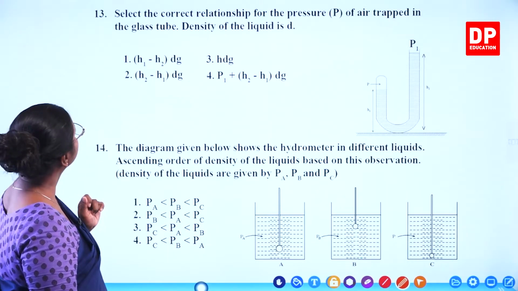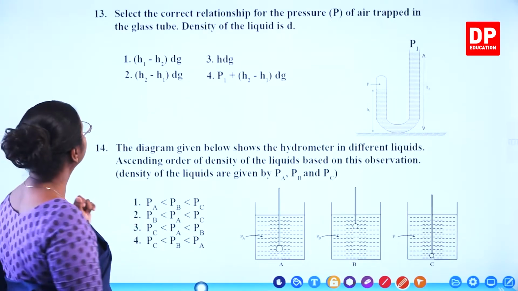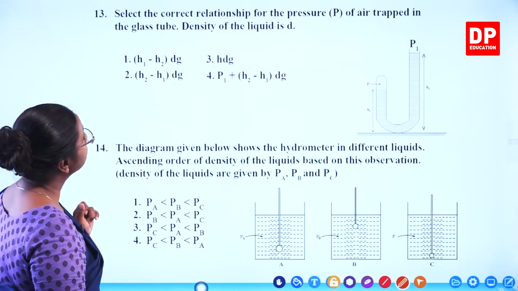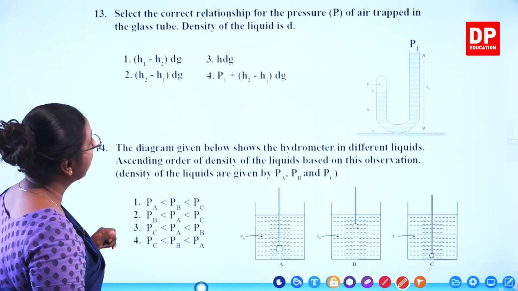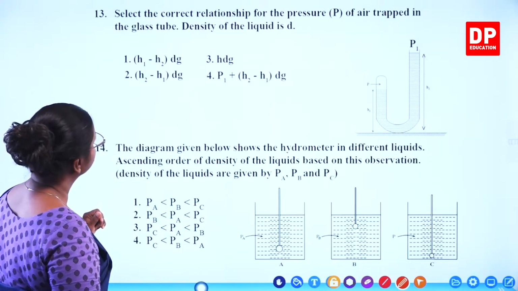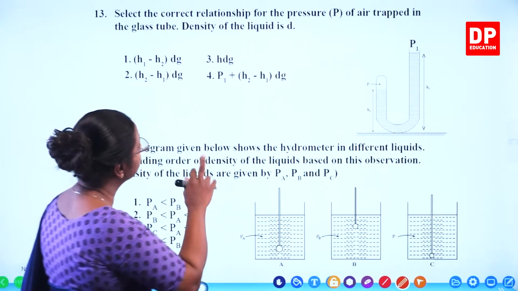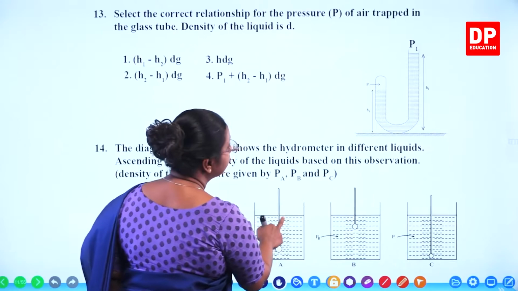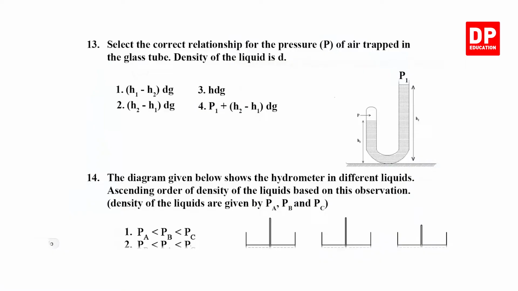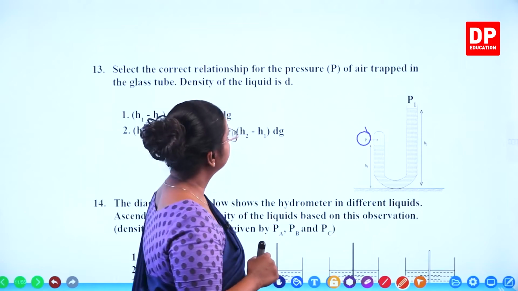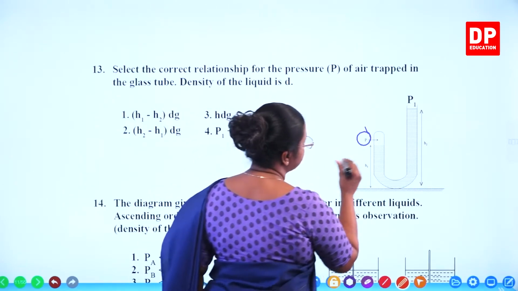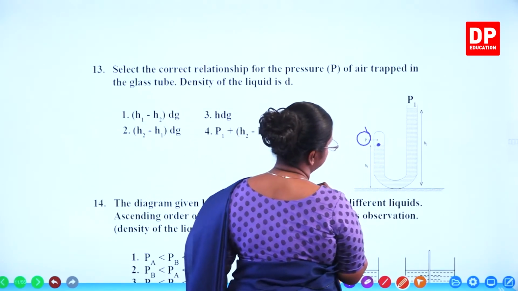Extra question 13, MCQ type. Select the correct relationship for the pressure P of air trapped in the glass tube. Density of the liquid is D. So, if we look at the diagram, students, this is what we need to find. The pressure exerted by the air trapped inside the glass tube. So, that pressure will be felt at this point.